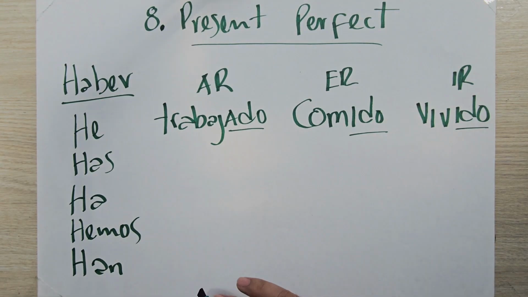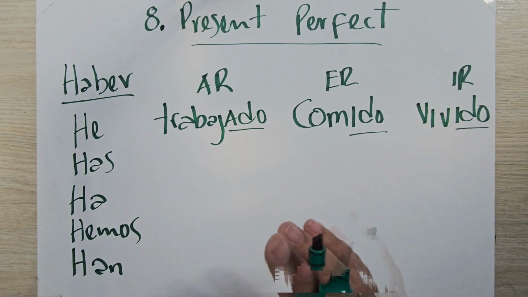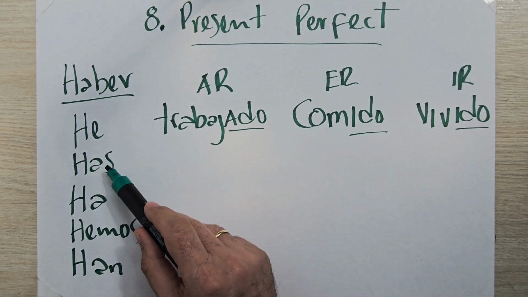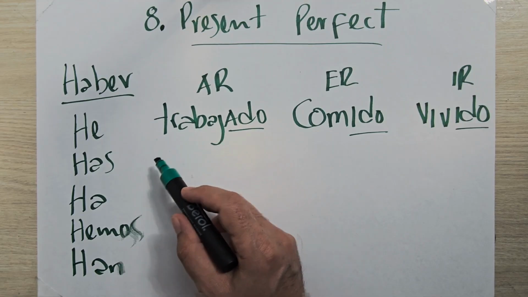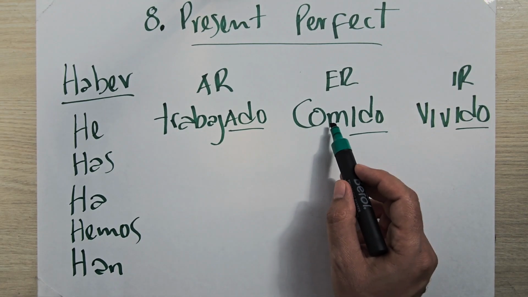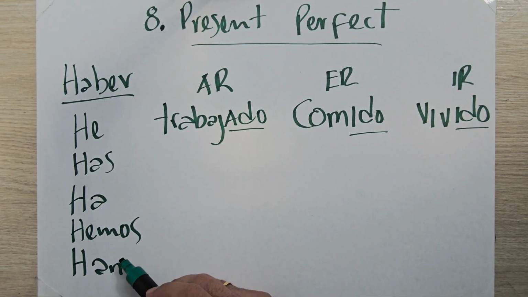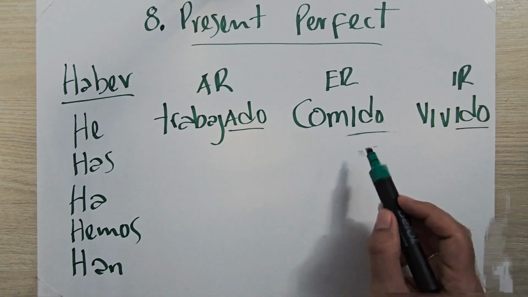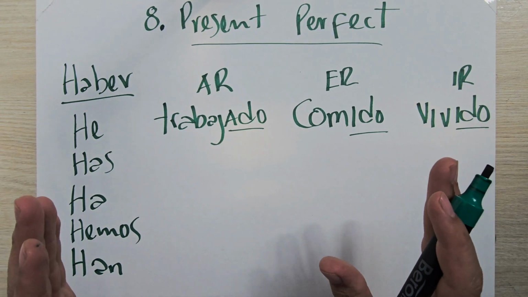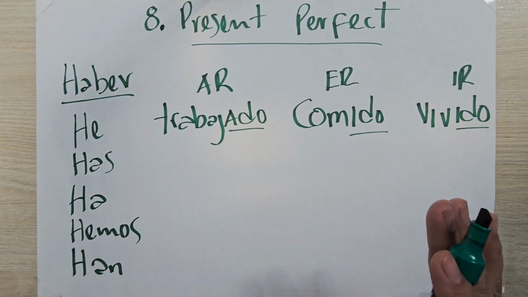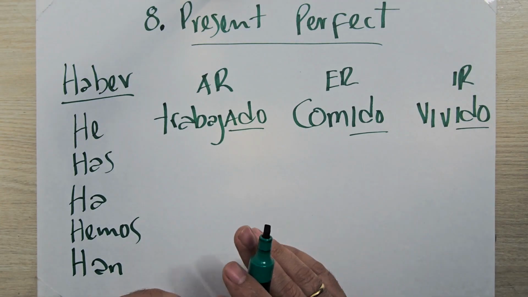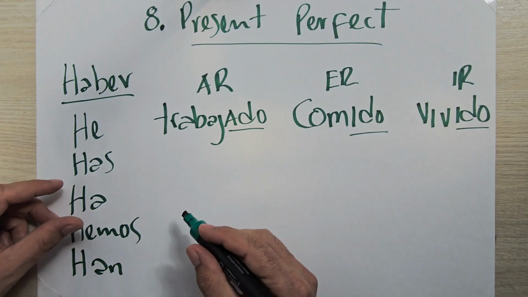past. The conjugation is going to remain the same for the rest of the pronouns. Has trabajado, has comido, has vivido. Ha trabajado, ha comido, ha vivido. Hemos trabajado, hemos comido, hemos vivido. Han trabajado, han comido, han vivido. There are about 11 irregular verbs in this construction, so I recommend you practice those. Although not all of them are going to be that important. Let's write a couple of examples.